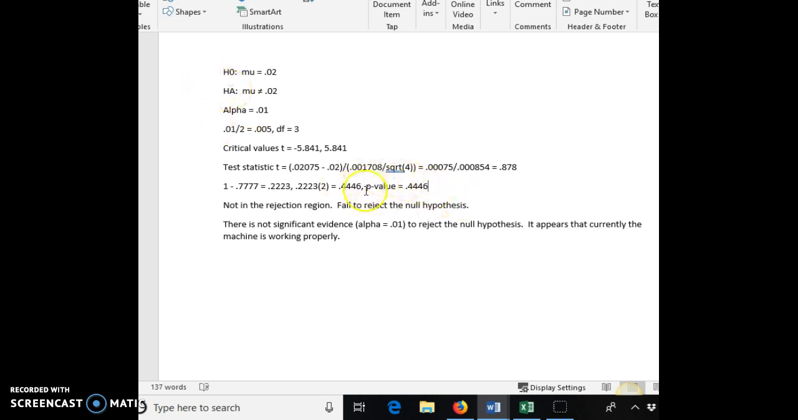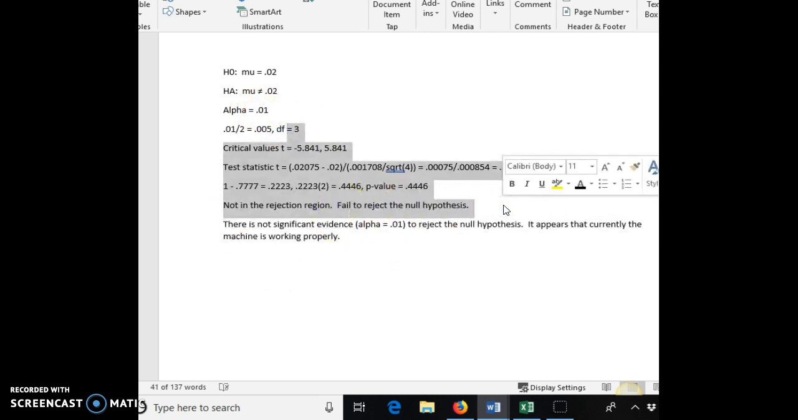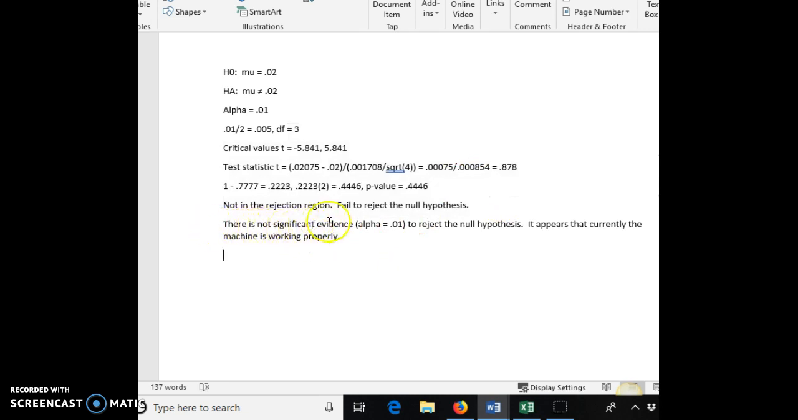So our p-value is equal to 0.4446. And recall, if the p-value is bigger than alpha, we fail to reject the null, which of course is exactly what our circumstance was here. And of course, in our final statement here, instead of listing alpha, we could list that p-value of 0.4446, showing that that's nowhere near what it needs to be to reject the null hypothesis.